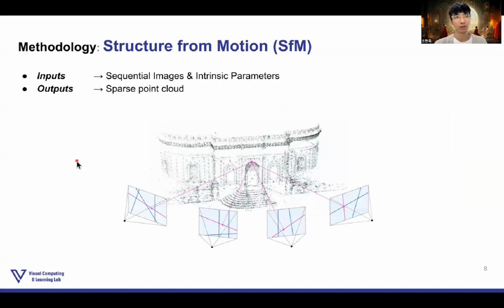So the next thing, we are doing another method using structure from motion. Basically, the input is going to be sequential images and intrinsic parameters, and the output is going to be a sparse point cloud. We make some assumptions here, sequential images. We need the information of the order of the images from left to right or right to left. As long as it is in order, it's fine. But we need it in order because it makes the computation way more efficient.